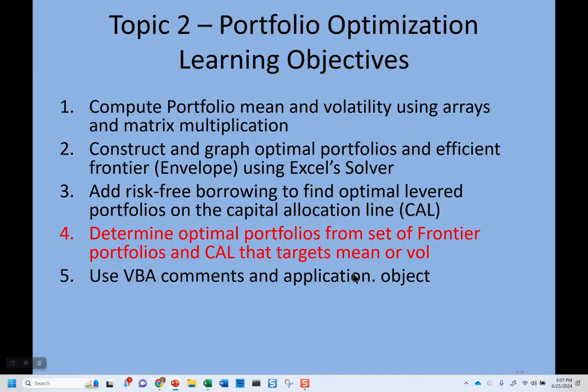So in this topic, we talked about how to add the borrowing to our envelope or our portfolio choice, and we created a capital allocation line.